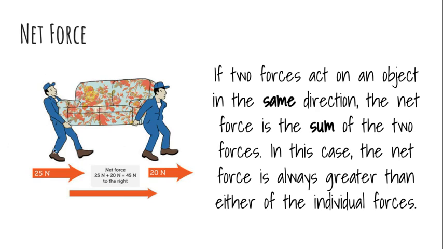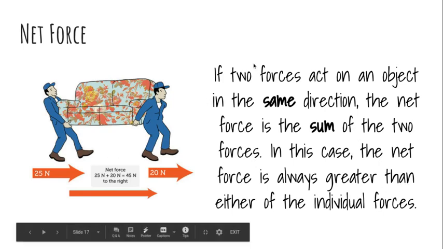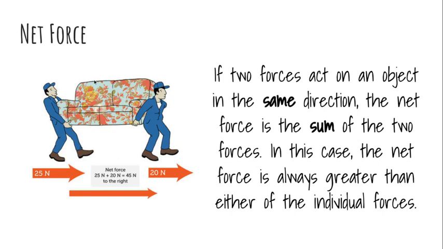So they're both going in the same direction because it would be pretty useless if you have movers trying to move it in 2 different directions. So if 2 forces act on an object in the same direction, the net force is the sum of the 2 forces. You're going to add them together. In this case, the net force is always going to be greater than either of the individual forces, because they're working together. If there's a heavy object and you get a friend to help you out, it becomes easier. That's because you're adding your applied forces.